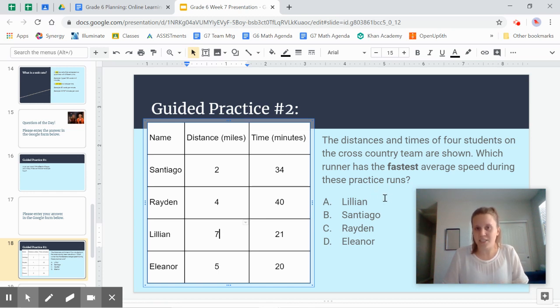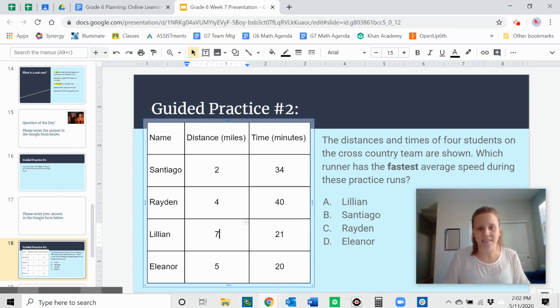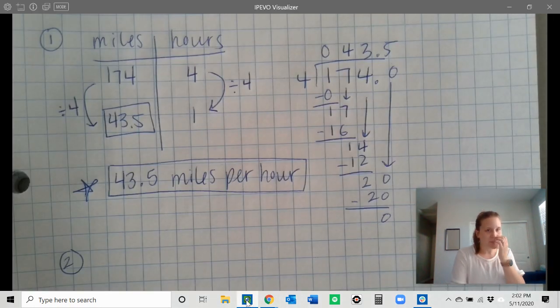Before I start, do you think a lot of minutes per mile is fast, or do you think a little minutes per mile is fast? Yeah, a smaller number of minutes for every 1 mile is faster. You can run 1 mile in less time. That means you're faster. So let's go ahead and get our paper set up and our work organized.